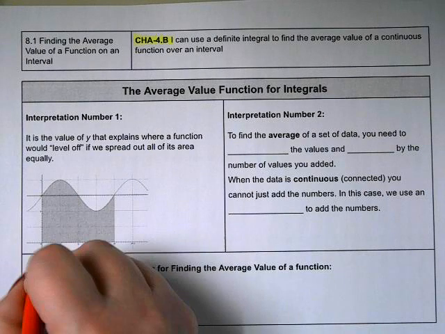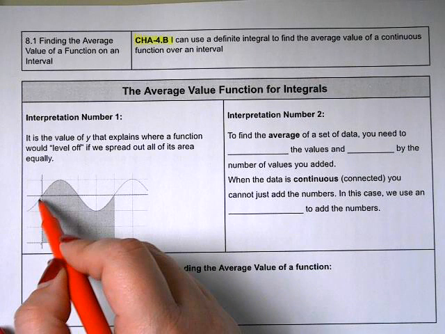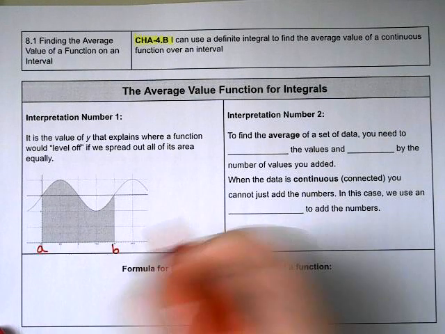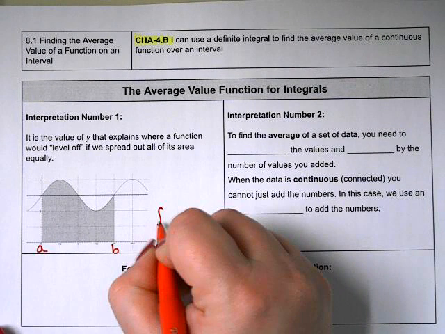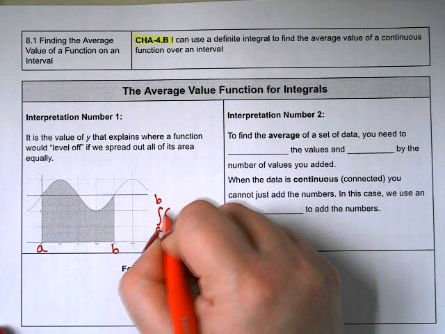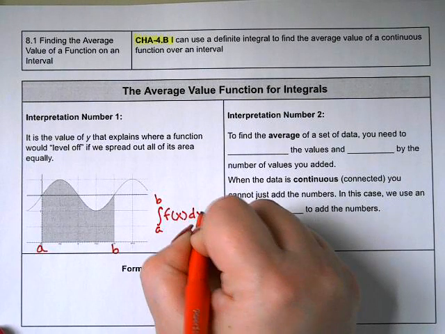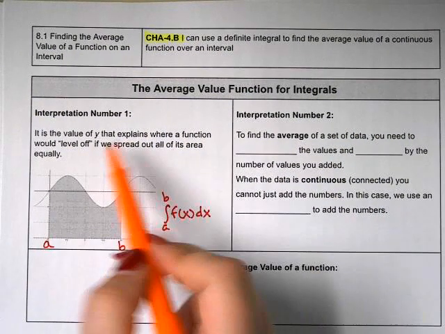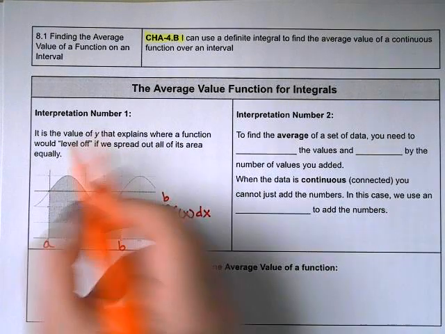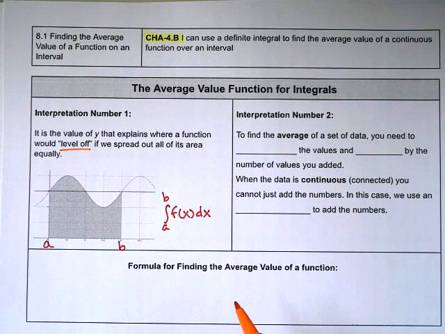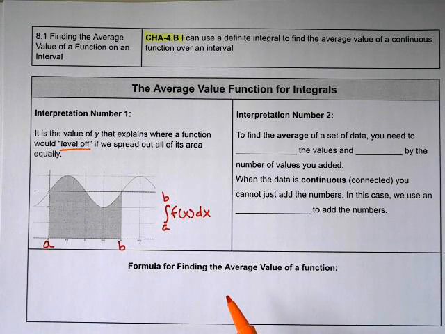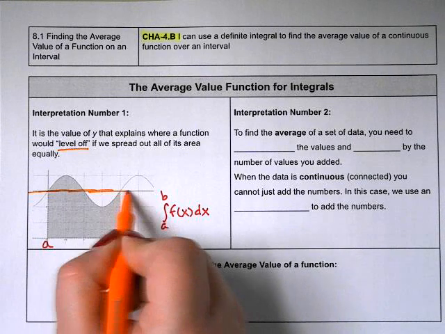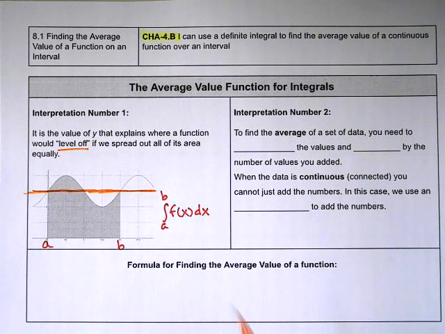So if we think about this gray shaded area here, this is clearly the area under the curve. We're going to call this A, we're going to call this B. So the shaded area there is the integral from A to B of whatever this function is. We're going to just call it f of x dx. So when we find the average value, we're trying to find the y value that explains where a function would level off if we were to spread its area out equally. In other words, if we were to take this area and try to make a rectangle, it would all end up falling underneath this y value right here. That's our average value.